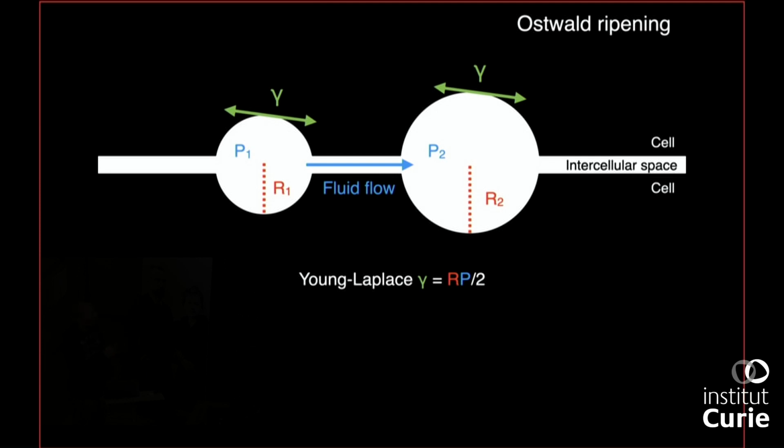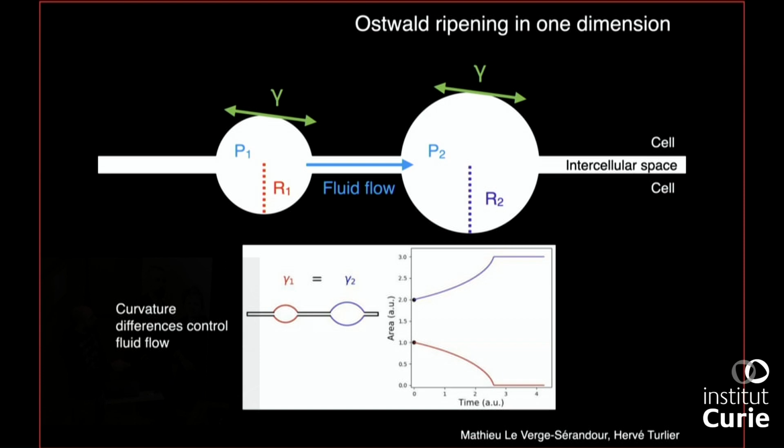And so you can build a simulation of this. This is again Hervé Turlier. And you take this smaller microlumen, the tension is the same for both. Because it's smaller, it will empty itself into the bigger one because it has a higher pressure.